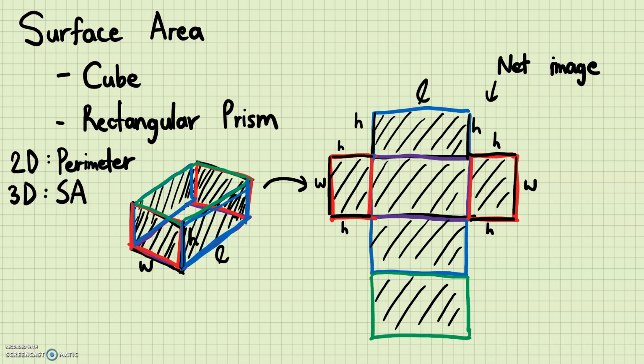So we have the L and the H for the blue rectangle, so that's going to be the same for this rectangle here. This is going to be the L, and this is going to be the H. And the purple and the green rectangle, they're actually the same rectangles.